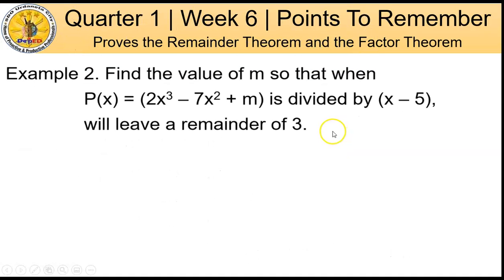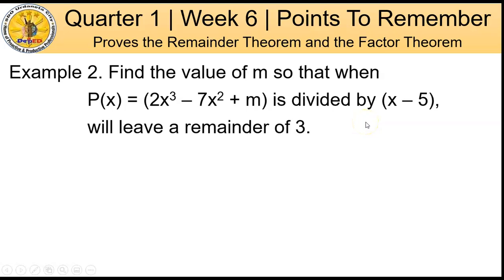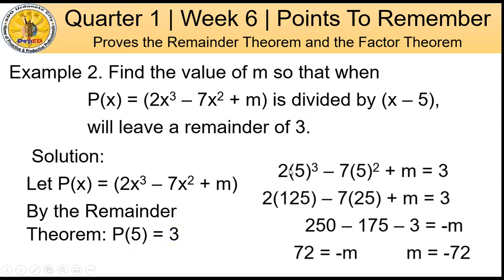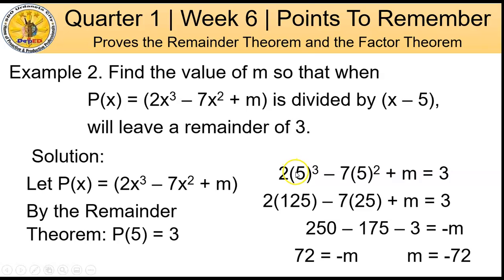Another example, find the value of m so that when p of x equals 2x cubed minus 7x squared plus m is divided by x minus 5, we leave a remainder of 3. So for our solution, we'll have p of x equal to 2x cubed minus 7x squared plus m. And then by the remainder theorem, p of 5 equals 3. So we have 2 times the quantity 5 raised to 3 minus 7 times the quantity 5 raised to 2 plus m equals 3.